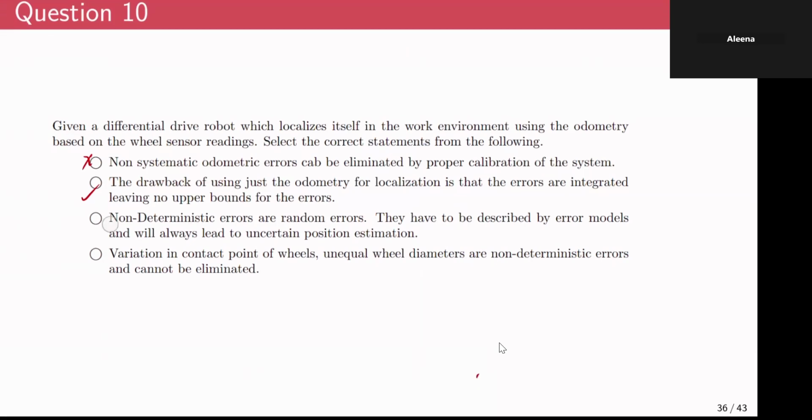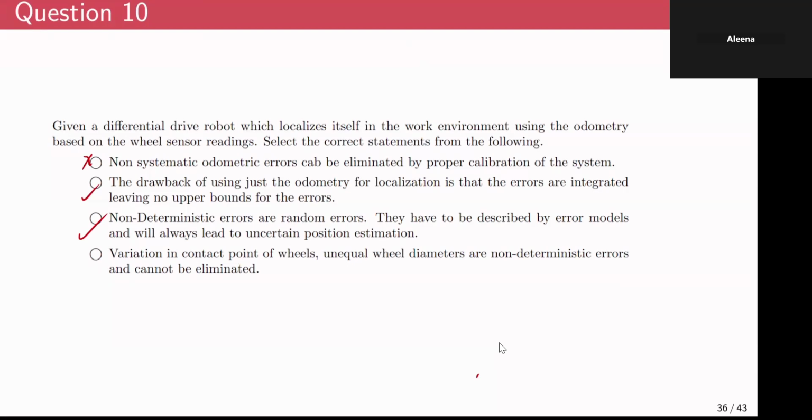Third statement is non-deterministic errors are random errors. That is true. They have to be described by error models and will always lead to uncertain position estimation. That is also indeed true, right? You cannot accommodate non-deterministic errors into the model. You can model them by some probability distribution, but you cannot exactly model them. And you cannot try and compensate for these errors. So that is indeed true for random errors.